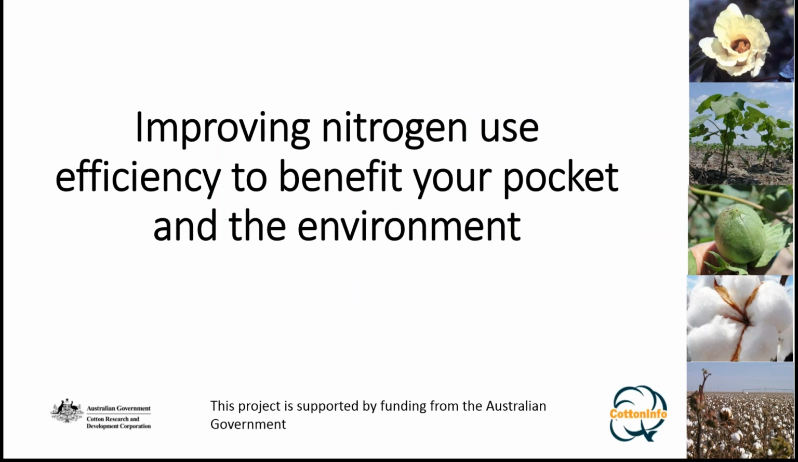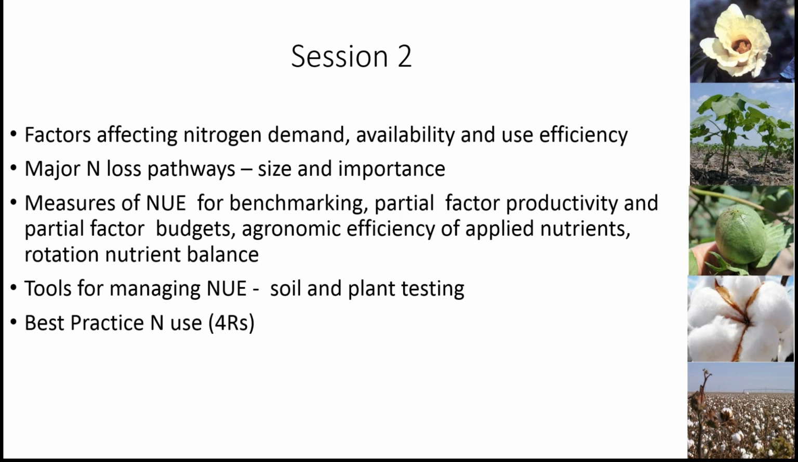Today we're going to move on to looking in more detail at the individual farm, paddock, or even sub-paddock level, at the things that affect the nitrogen demand of the crop, the availability, and hence the use efficiency.